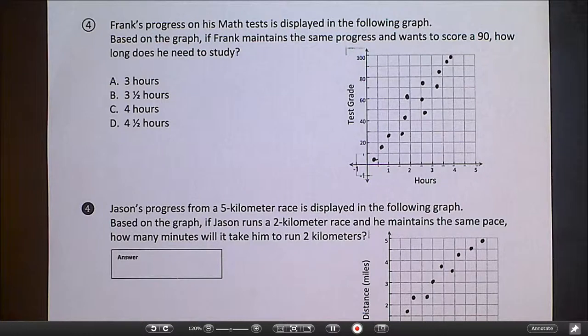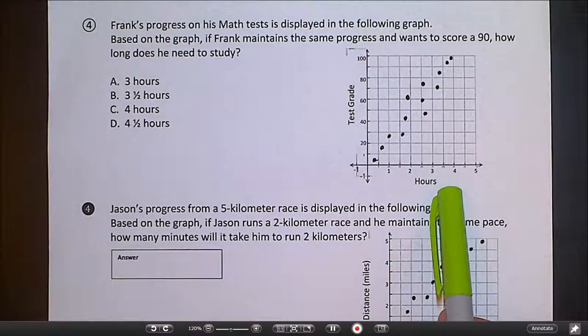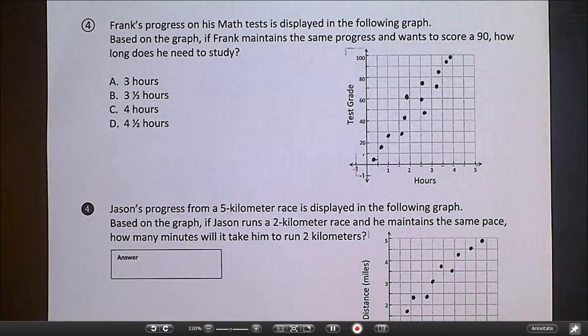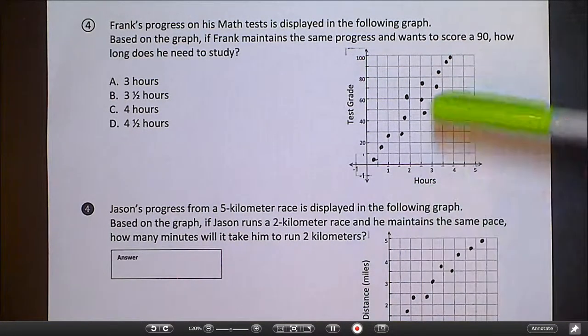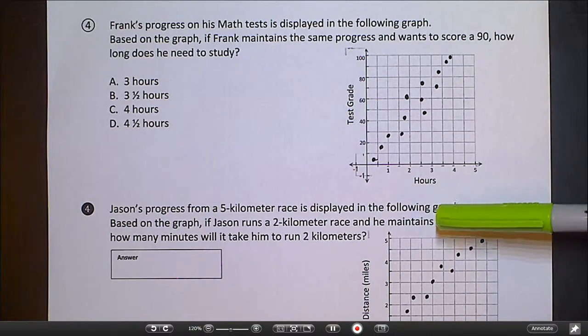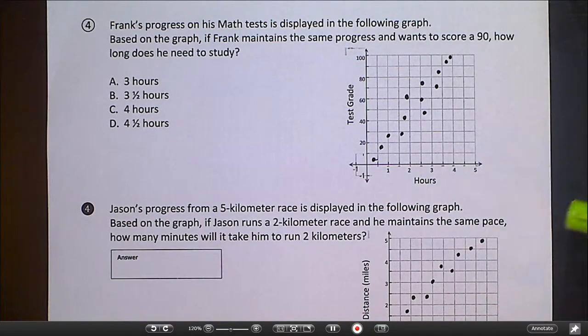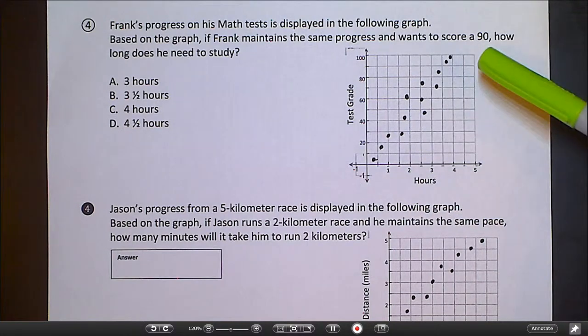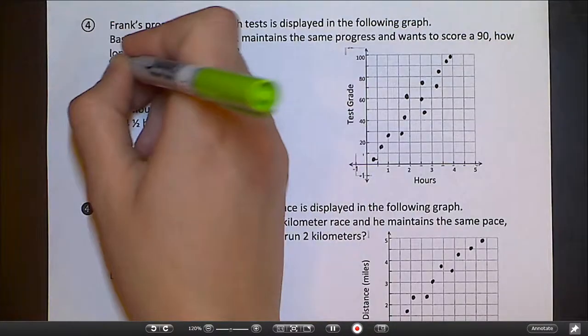Number 4, let's look at the scatter plot. It says Frank's progress on his math tests is displayed in the following graph. And we have the hours and his test grade. And so this would be the hours that he studies and then his test grade. So each one of these dots represents a test that he took. So he's taken a lot of tests, and you'll see it doesn't make an exactly straight line, but it is a linear relationship. So based on the graph, if Frank maintains the same progress and wants to score a 90, how long does he need to study?